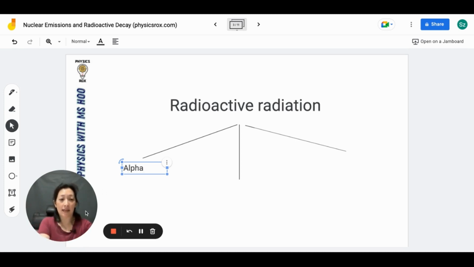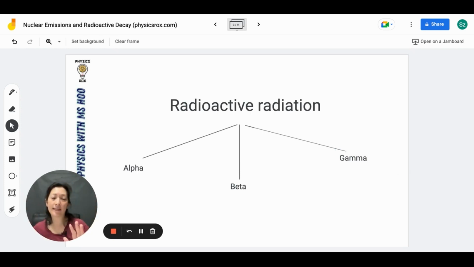They can release it as alpha or beta or gamma. So what we're going to focus on are these 3 types of emissions. We're going to look at their characteristics and properties. Let us start first with alpha.